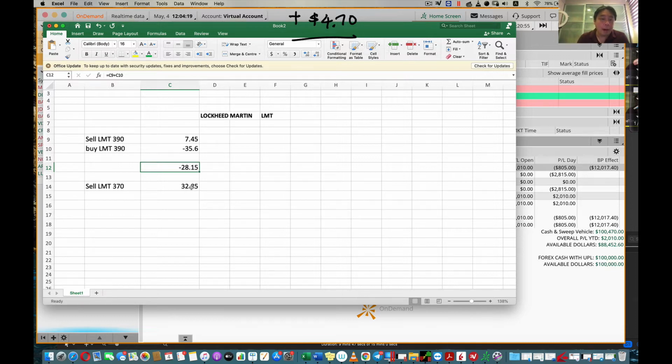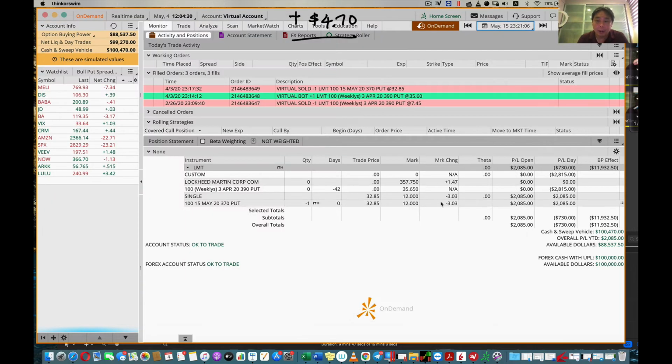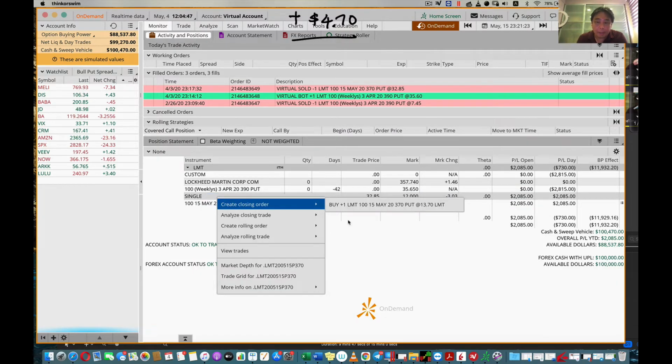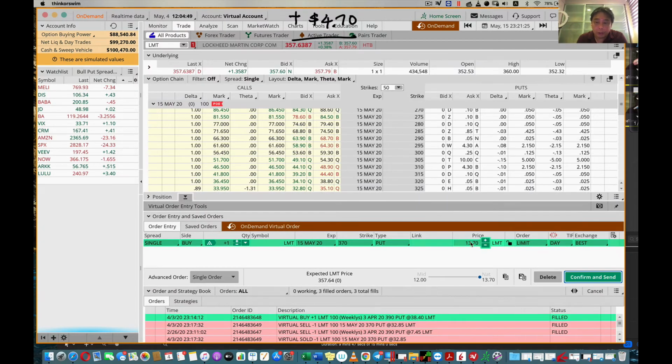But now we have to buy this one back as well because this did not expire worthless. If I want to buy this back, I have to buy this 370 back. How much will it cost me? Let's look at the chart right now. It's going to cost me $12. It was $12.75 earlier, but you can see it's now dropping. Again, this is a real-time thing. So I want to buy it back now at $12.